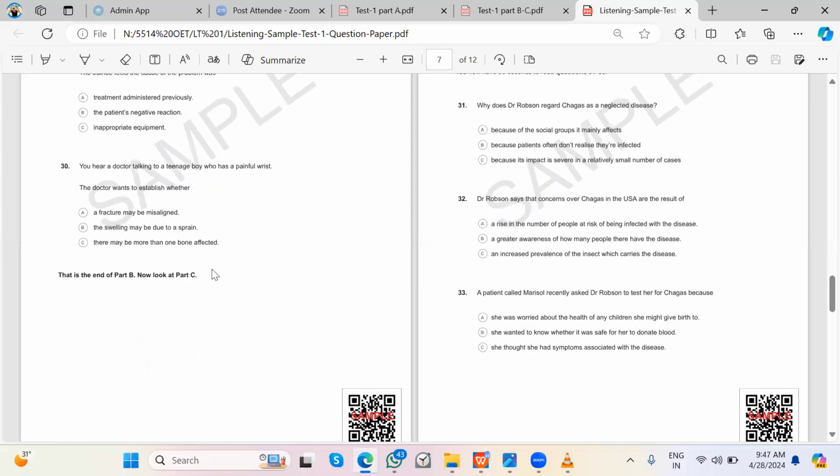Question 30. You hear a doctor talking to a teenage boy who has a painful wrist. Now read the question.